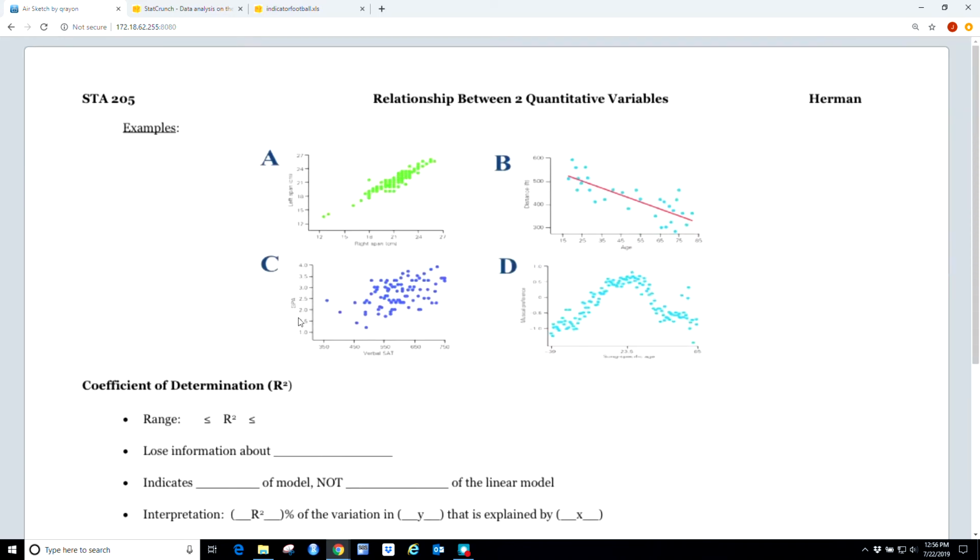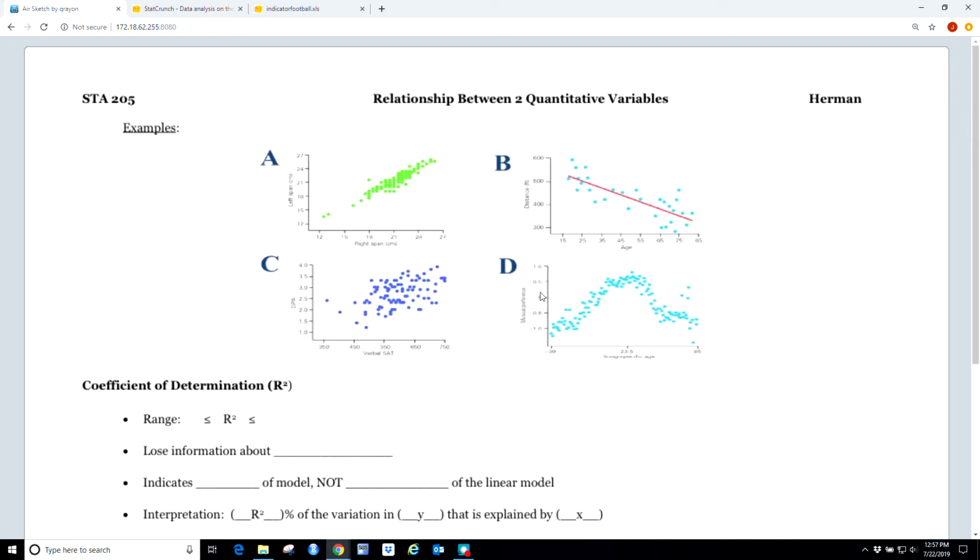So looking at these 4 graphs, we're going to go through each and talk through correlation for each of them. Let's first just talk about what kind of sign we would expect. For graph A, since I have a positive slope, I would expect a positive correlation. For B, since we have a negative slope, we're going to expect a negative correlation. For C, it looks like a positive slope there as well, so I'd expect a positive correlation.